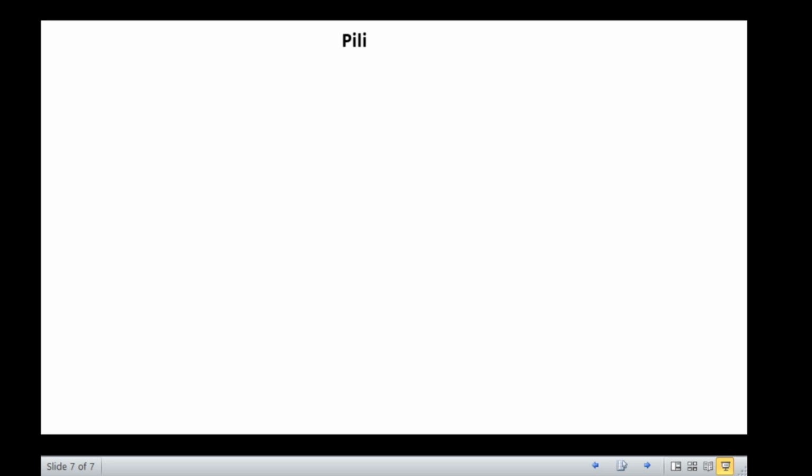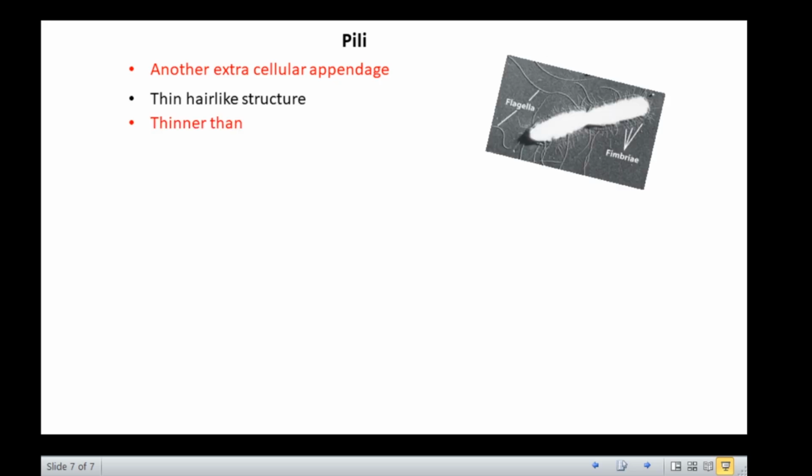Let us now talk about the second extracellular appendage, pili. A pilus, plural pili, or fimbrium, plural fimbriae, is another extracellular appendage. It is a thin hair-like structure on the surface of a cell, especially in gram-negative bacteria, but is also found in some archaea and gram-positive bacteria. They are similar to flagella in being extracellular appendages, but differ from them in being thinner.